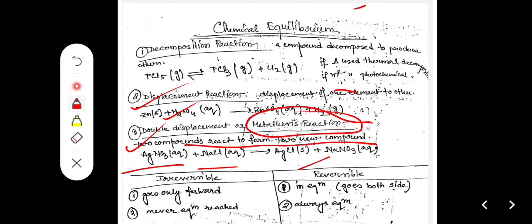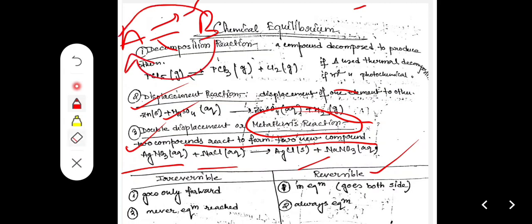Always remember reversible and irreversible. If we consider reversible, there is an equilibrium that goes both sides. For example, there are A and B, where A is the reactant and B is the product. There is an equilibrium, so it goes both sides, A to B and also B to A. Both are permissible.